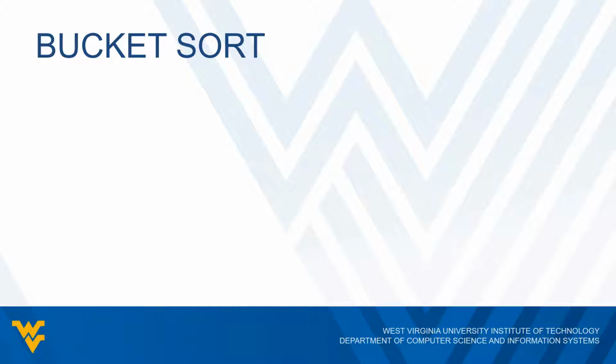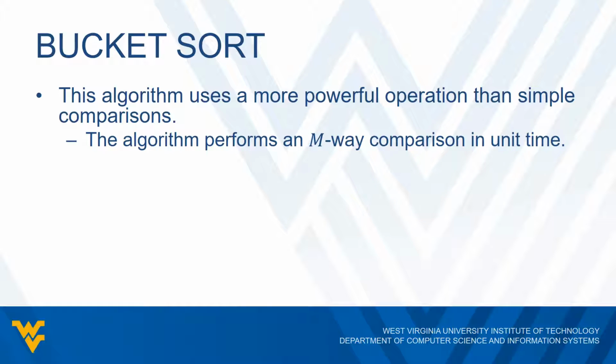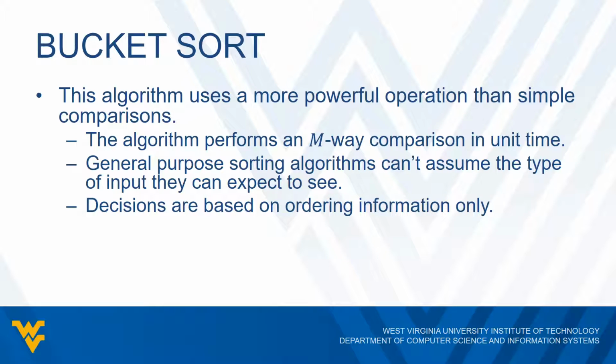What we find is this algorithm uses a more powerful operation than just simple comparisons. In fact, the algorithm is essentially performing an m-way comparison in unit time. We can't do this for general purpose sorting algorithms because we can't assume the types of elements that we're going to see. Here we assumed that these are positive integers that are less than m. We can't make that assumption in general. So the decisions that we make are based on the ordering information only. So we can only take a look at what we have as they appear, and we can't take a look at everything at once.